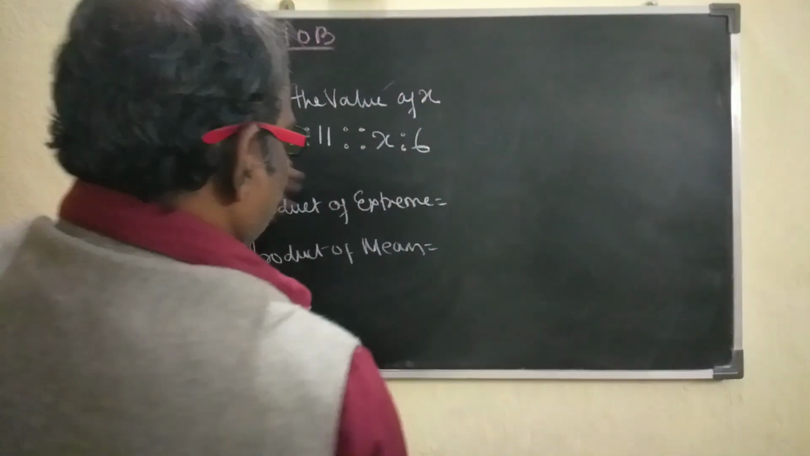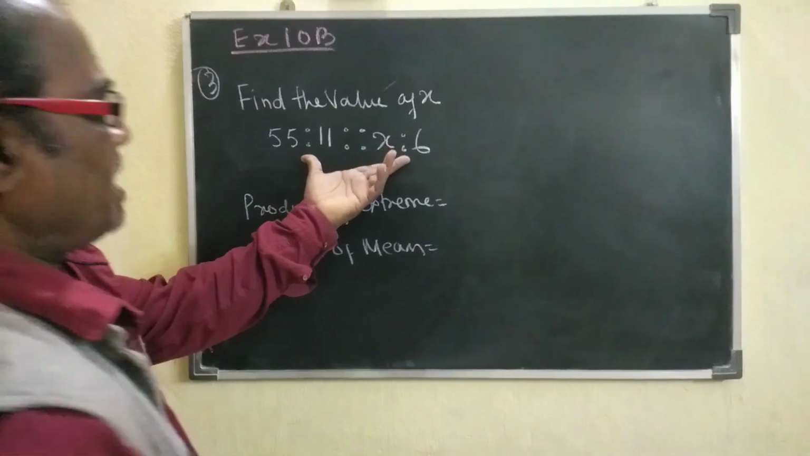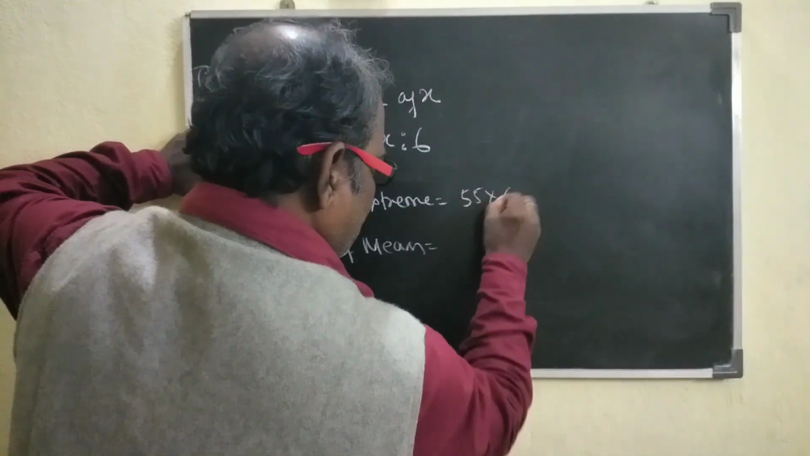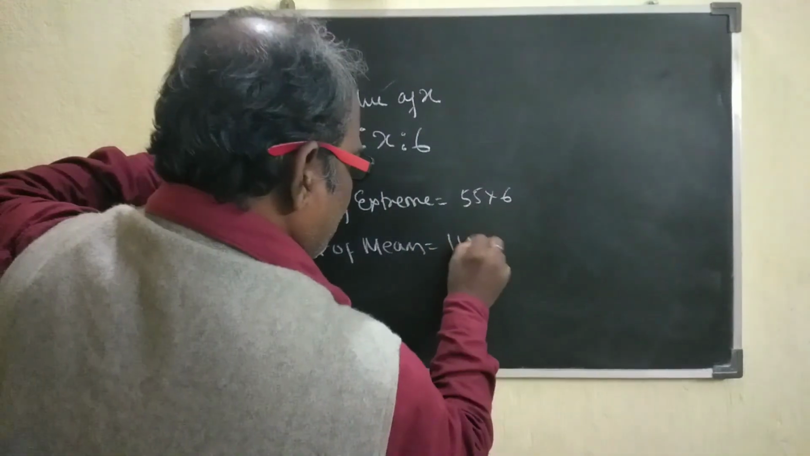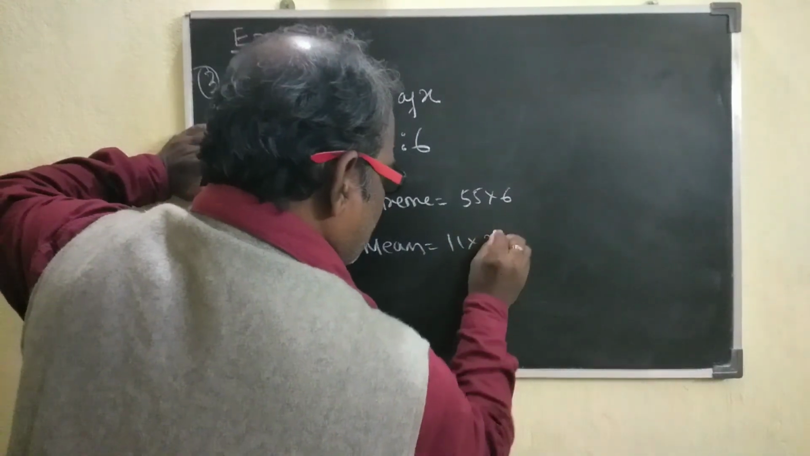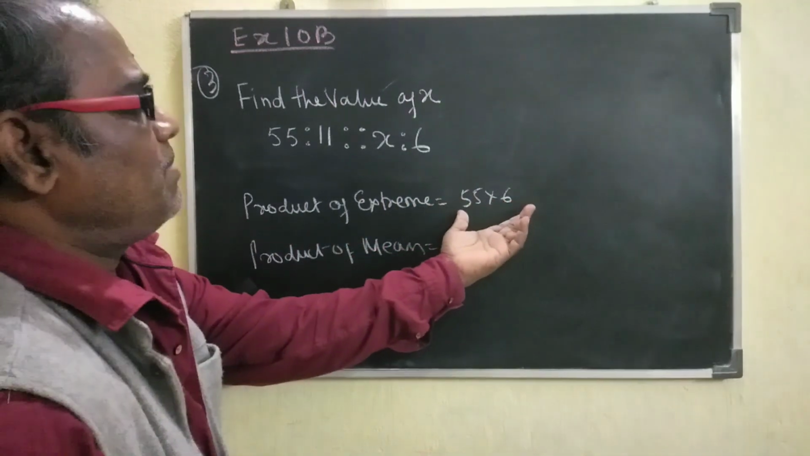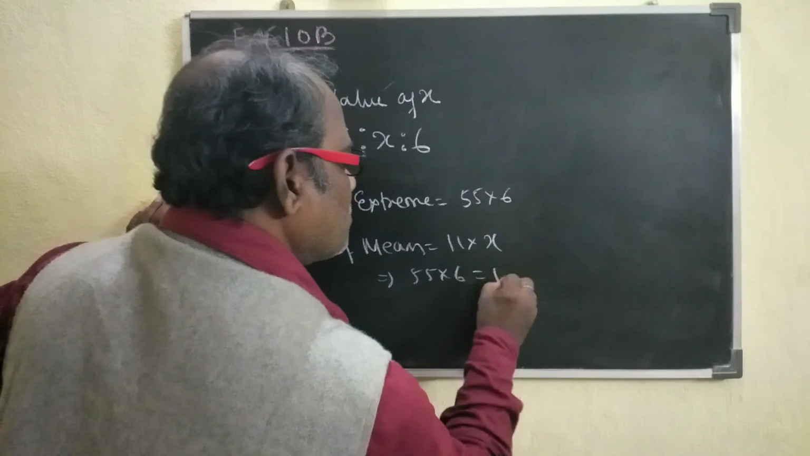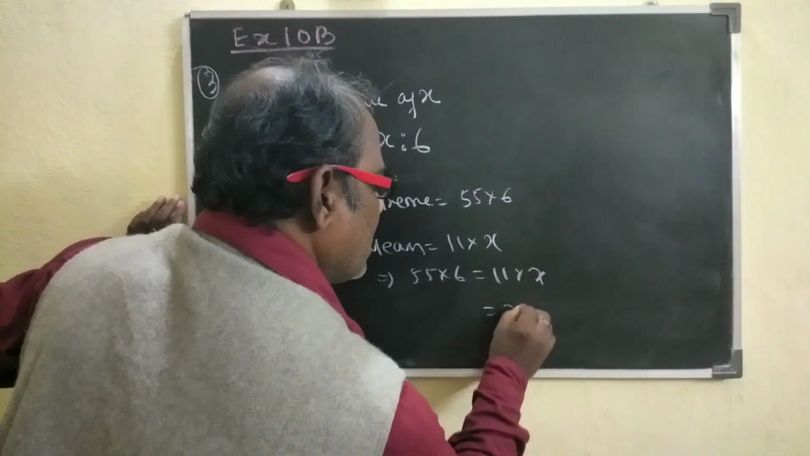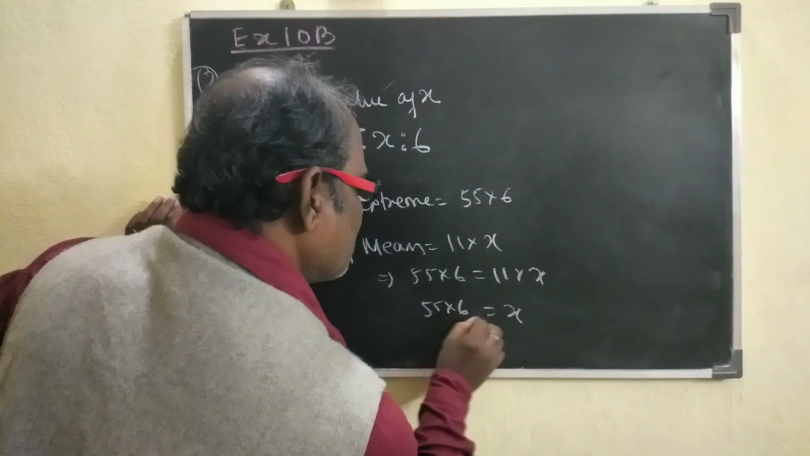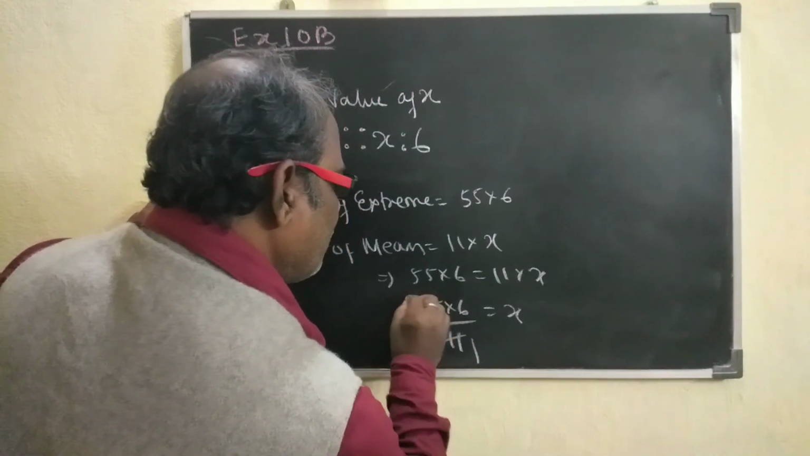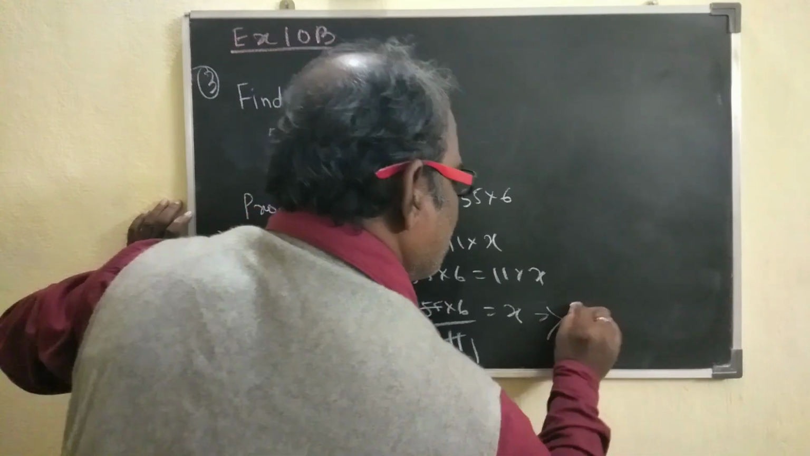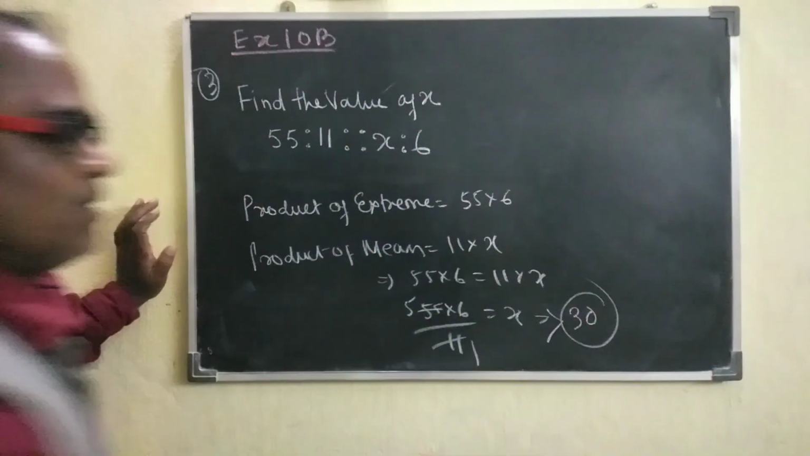Find the value of x. See, here it is given as a proportional sign. So the product of extremes is 55 into 6 and the product of means is 11 into x. Since they are proportional, the product of extremes equals the product of means. So 55 into 6 equals 11 into x, or x equals 55 into 6 by 11. 11 ones are 11, 11 fives are 55. So 5 into 6 is 30. So the value of x is 30.